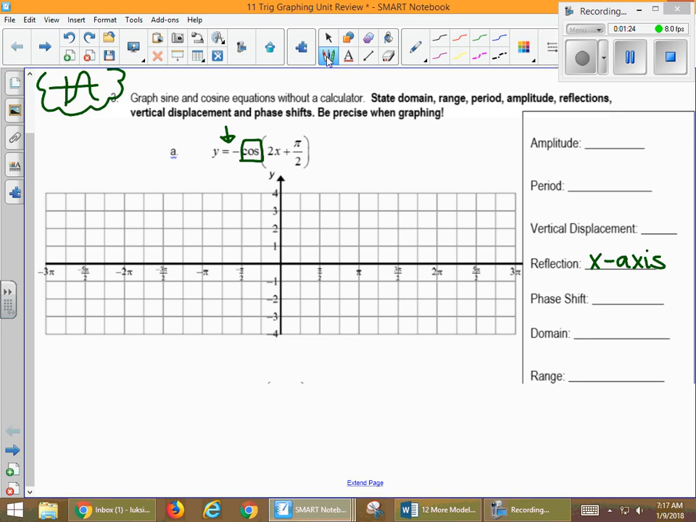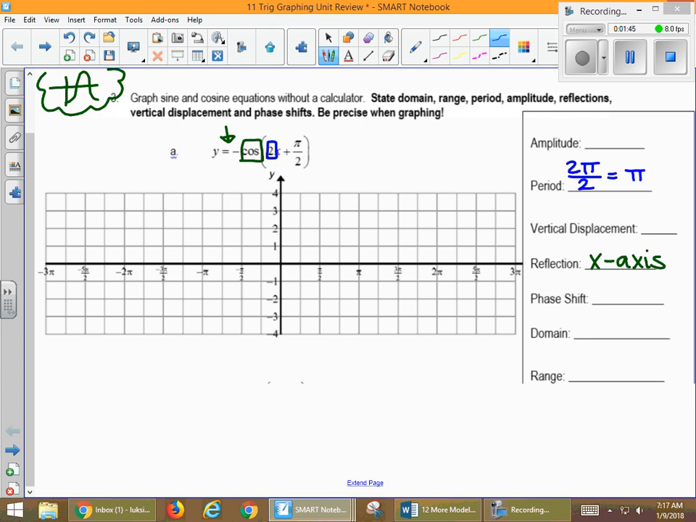All right, next piece is this 2 in front of our x. You can do one of two things. You can do 2 pi divided by your number in front of x to give you the period of your function. So that means the period of our function would be pi.